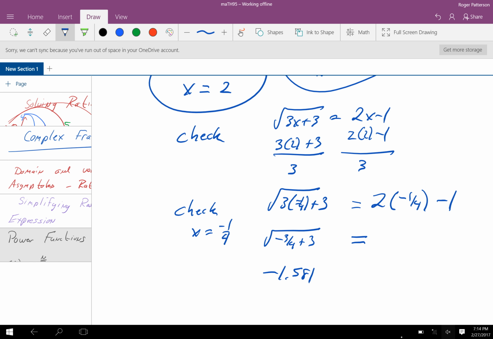Well, I know this is negative 0.5 minus 1. Should be negative 1.5. But they're still not the same. So negative 1/4 is no good. I got it. Maybe it's just because I was using my phone calculator. I got negative 1.5 for the first. You got negative 1.5 for this one too? Well, it can't be negative. That's a scary thing.